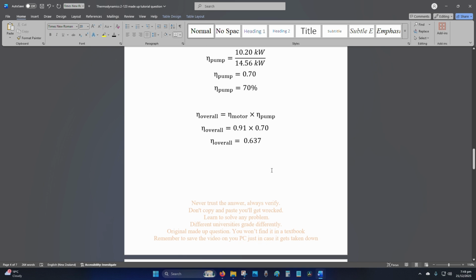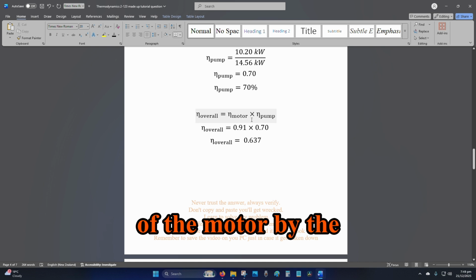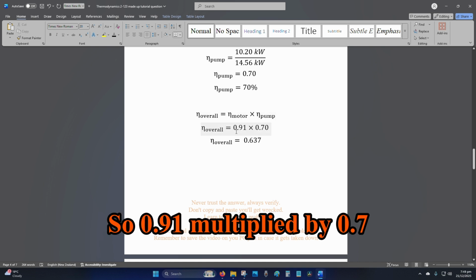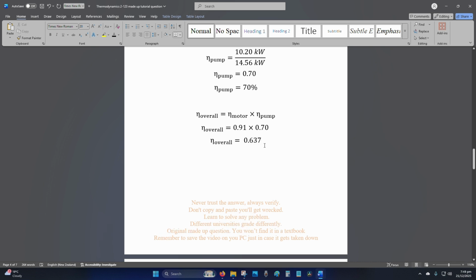As a bonus, if you want to find the overall efficiency, you multiply the efficiency of the motor by the efficiency of the pump. So 0.91 multiplied by 0.7 gives you 0.637 or 63.7%.